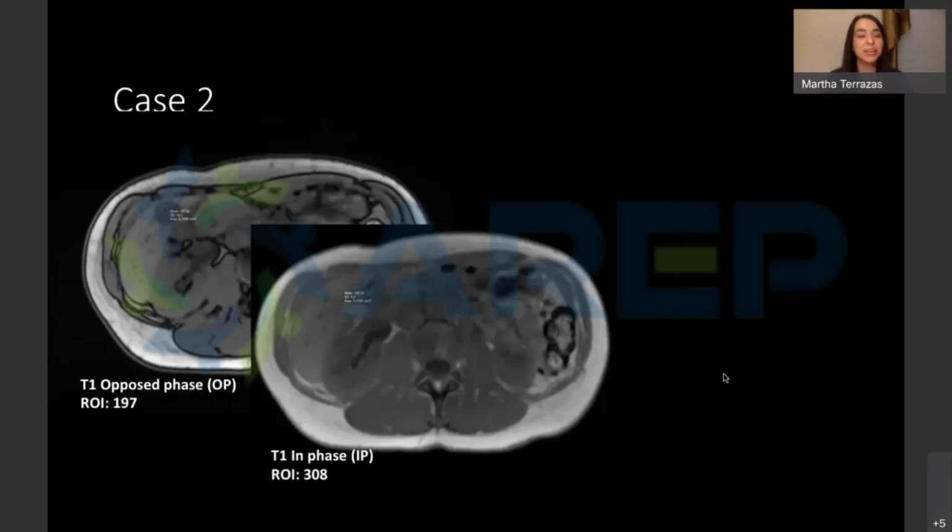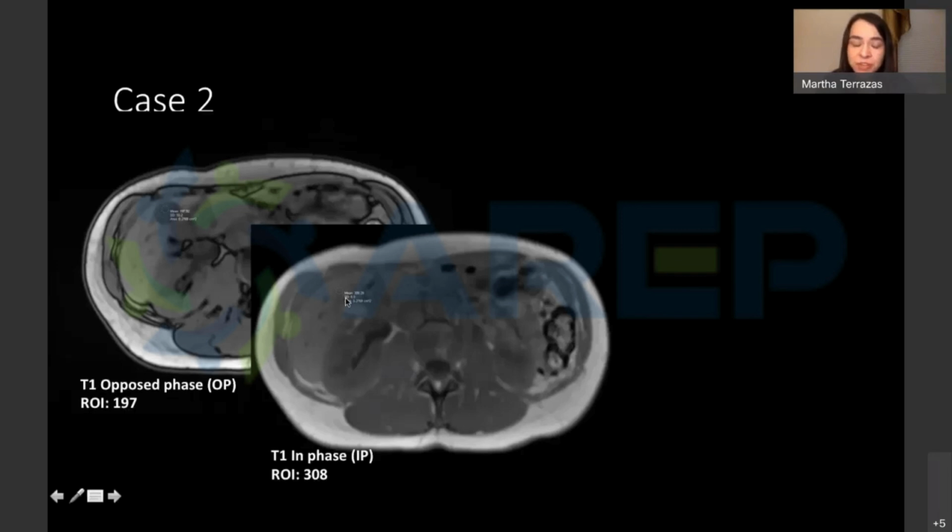Okay, so here's our opposed phase and our in phase. On our opposed phase, 197 was our ROI, and on our in phase, 308. So it did drop out. Signal dropped out from our in phase compared to our opposed phase, more than 15%. And visually, you can see that. You can see that, okay, here's a lesion there.